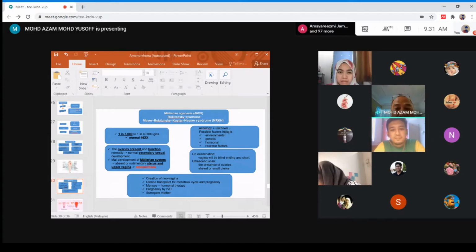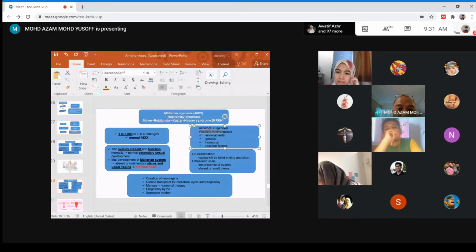Okay, so etiology. Why does it occur? I think in the last 1 month we have 2 cases in UIA, Mullerian MRKH syndrome. Etiology is unknown, we don't know. The possible factors can be environment, genetic, hormonal, or receptor factor. But this is only possible. We cannot actually point out what is the main issue.